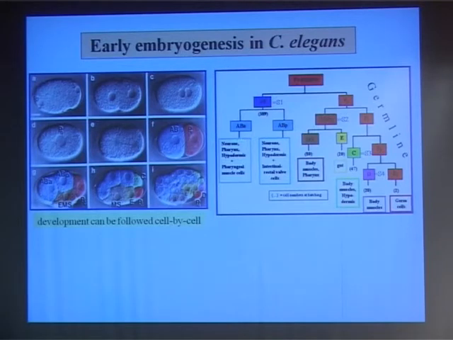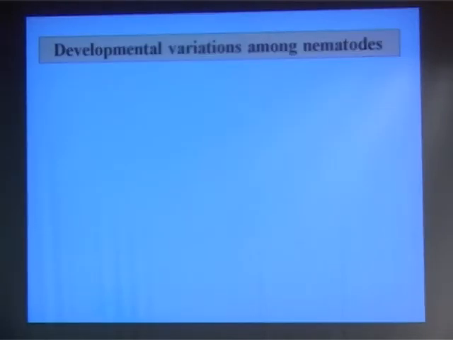Each of these lineage branches produces a fixed number of cells, and these cells also have a fixed fate. So in conclusion, we can say fixed number, fixed order, fixed fate, essentially no variation. So this is our starting point, and now we want to ask the question, how much developmental variation do we find in this phylum of Nematoda, and I want to focus essentially on the early part of embryogenesis.